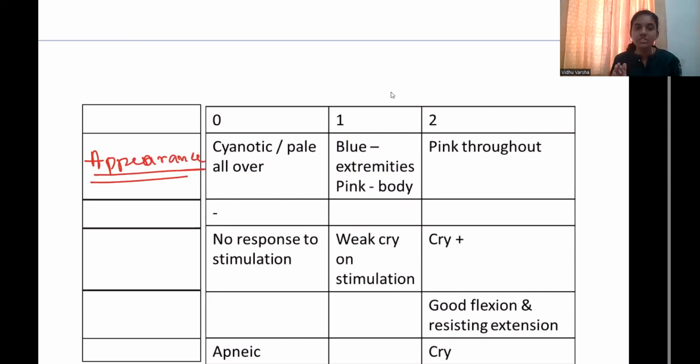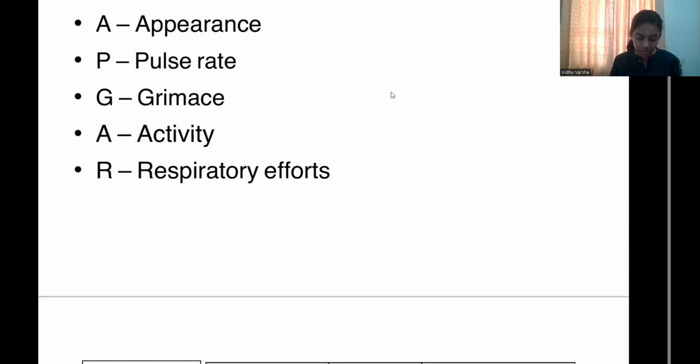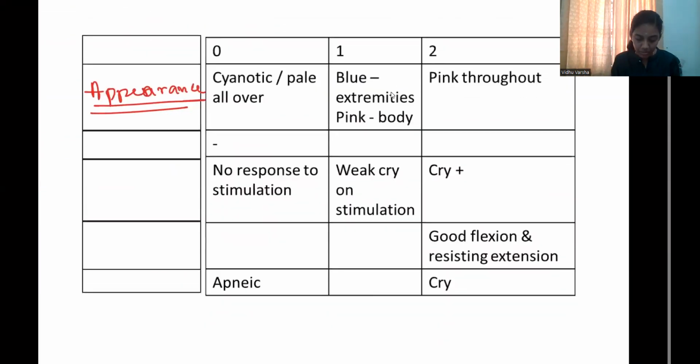0 stands for whether the child is fully cyanotic or pale throughout. 1 stands for the extremities are blue and the body is pink. 2 stands for pink throughout. Next is regarding your pulse rate, or your heart rate. 0 stands for no heart rate. 1 stands for heart rate less than 100 per minute. 2 stands for heart rate more than 100 per minute.